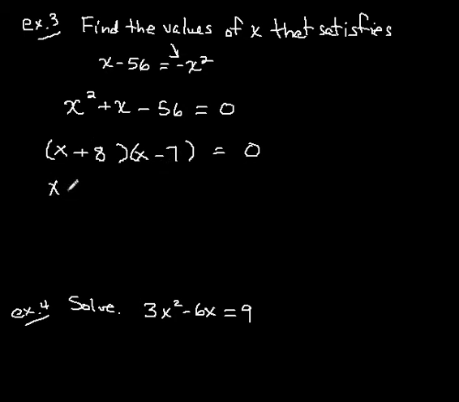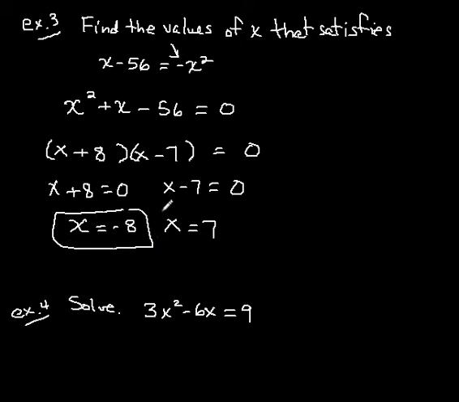We set each factor equal to 0. And we solve those. So we get x equals negative 8, x equals 7. And those are your two solutions. Aren't these kind of fun?